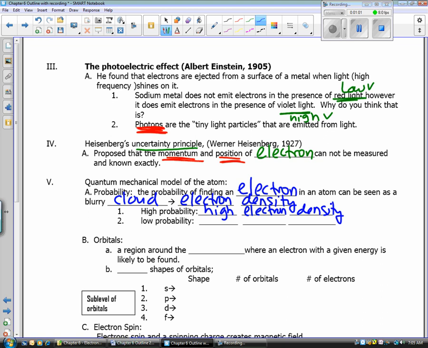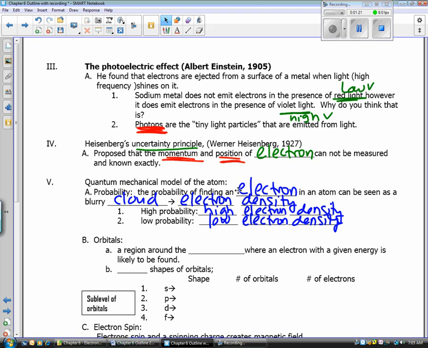Just like in the city, we have a high population, so we have a high human density. Low probability is where you're not really going to find an electron. They realized that's between Bohr's orbits there. So that's where you're going to have a low electron density. It's possible to find one there, but it's not very probable.